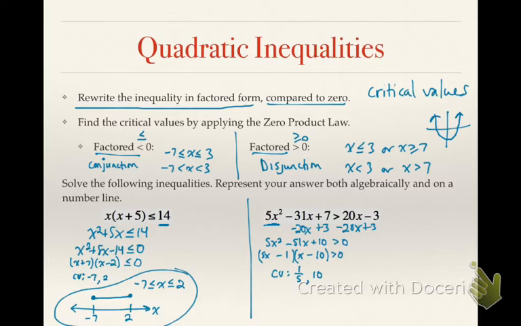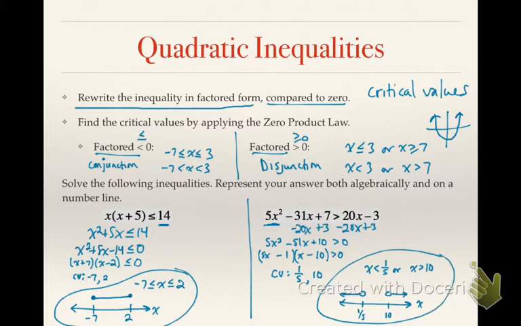So I'm going to put it on the number line first. Okay, the smallest first, so it's 1/5, and then the next one is going to be 10. And because there's no equal sign, I know they're going to be open circles above. And also because it's greater than, I know it's going to be a disjunction. So algebraically, I'm going to write x is less than 1/5 or x is greater than 10. Now notice I'm using the word or because you can't be both. You can't be less than 1/5 and greater than 10. The answer to the solution is that x could be less than 1/5 or it could be greater than 10. Okay, so the or is also an important thing to notice here.